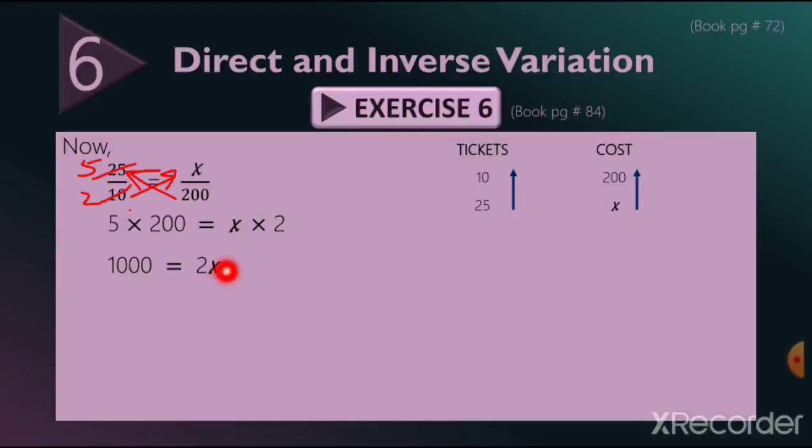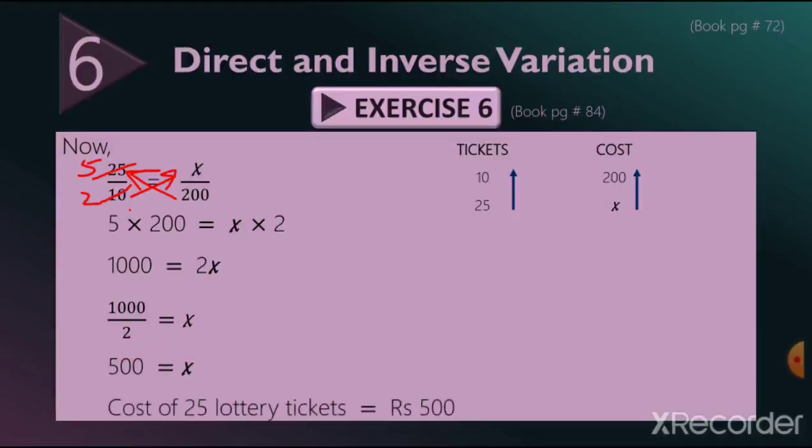Now we have to find the value of x. So to find the value of x, we have to remove this 2 from here. To remove this 2, we have to divide on the other side, because it was multiplying on this side. When we move it to the other side, it will divide. So 1000 divided by 2 will be equal to 500. So the cost of 25 lottery tickets is equal to rupees 500.